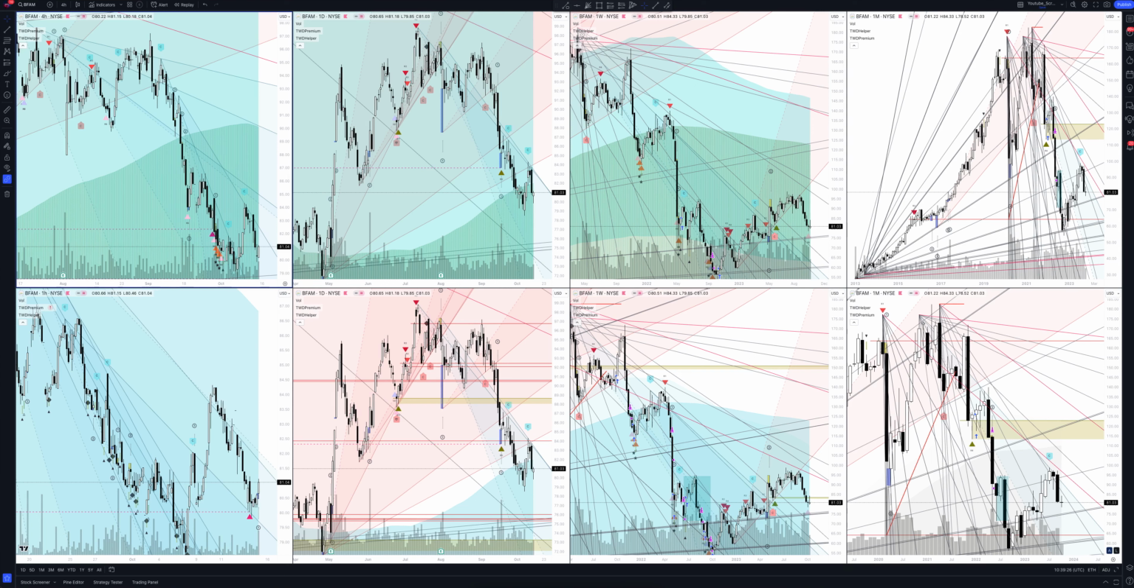Today we will take a look at Bright Horizons Family Solutions stock. Let's analyze the market situation and find out how you can make money on it. Let's start.